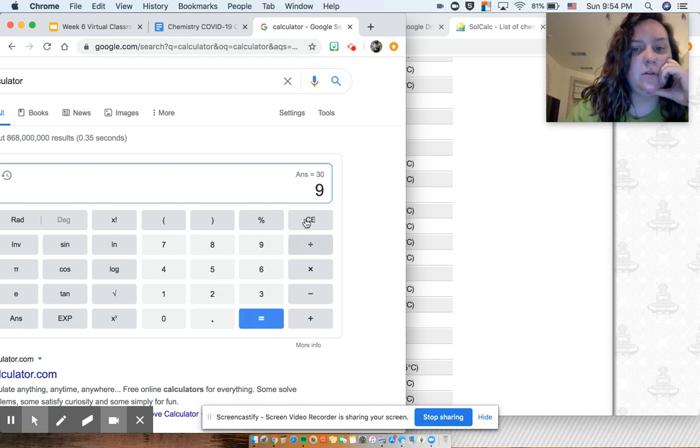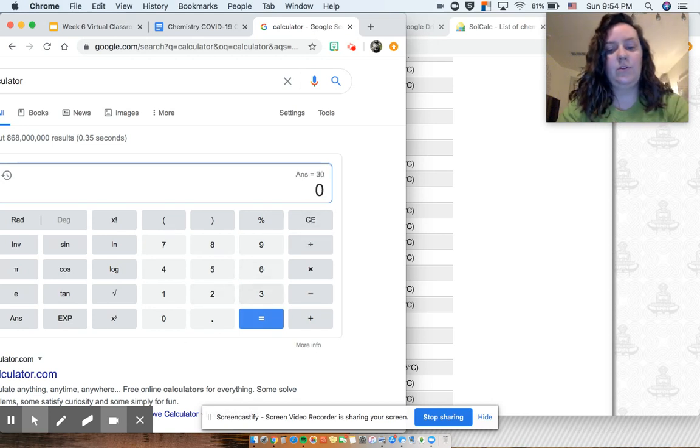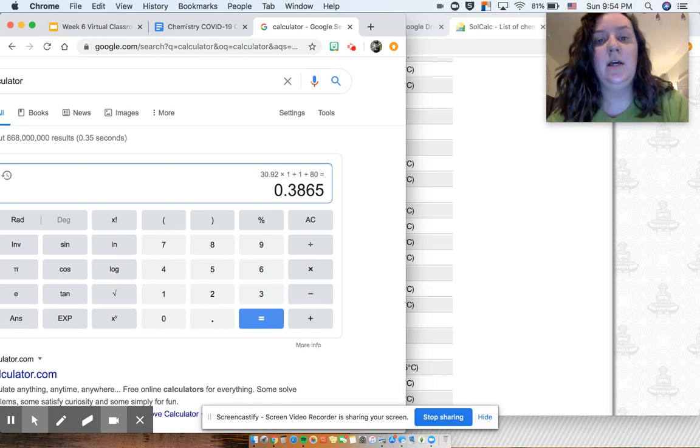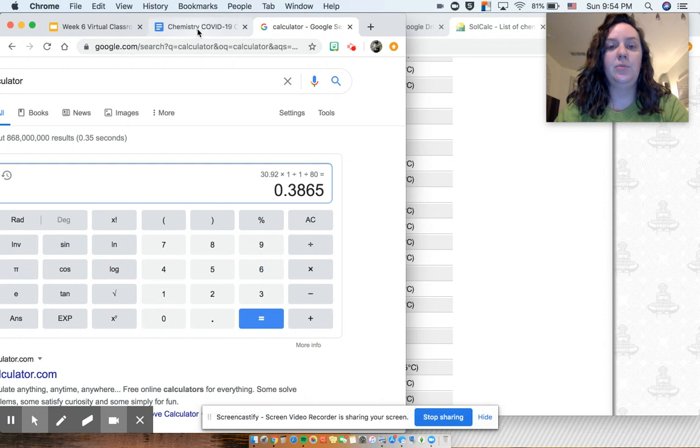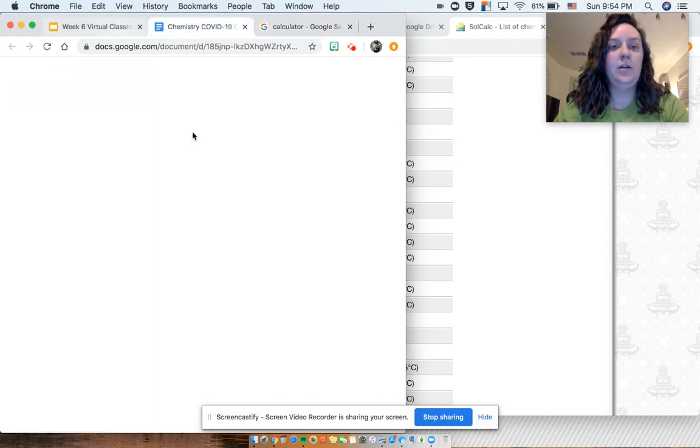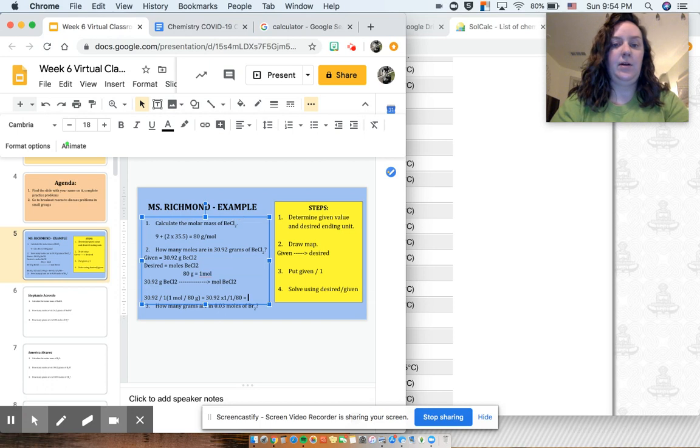30.92 times 1 divided by 1, and then divided by 80. That's going to give me 0.3865 as my answer. We can round that. Let's just do 0.39 as our final answer. And then we want to make sure that we include final units, which in this case are our desired units. So that'd be moles of BeCl2.